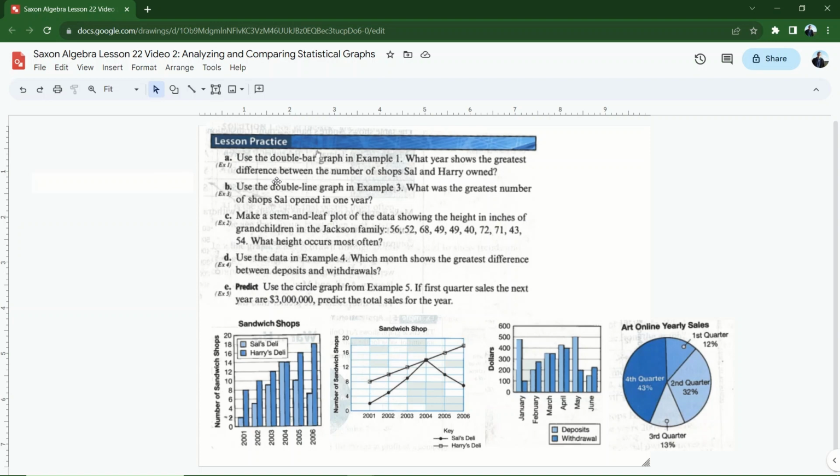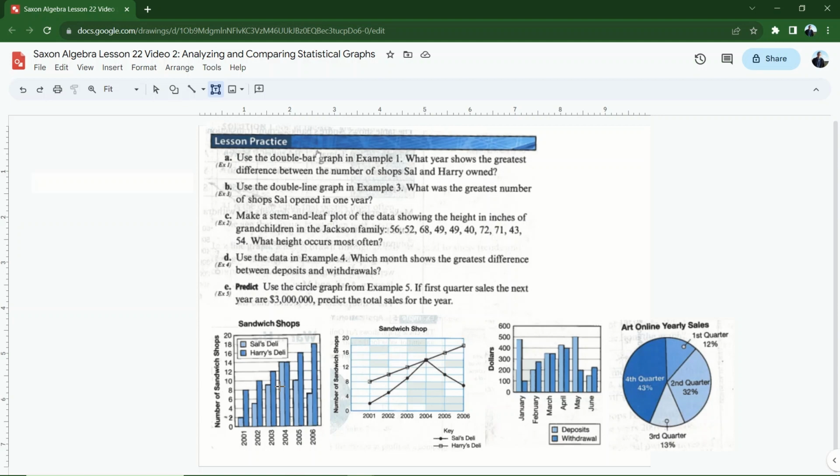All right, letter A. Use the double bar graph in example 1. What year shows the greatest difference between the number of shops Sal and Harry owned? So here's Sal's Deli and Harry's Deli. I notice over time, Sal is acquiring more sandwich shops and then losing sandwich shops. Harry's continues to grow pretty steadily over time. I don't know what happened exactly, but Sal's business seems to be declining. Harry's business, maybe he just has a meaner sandwich.